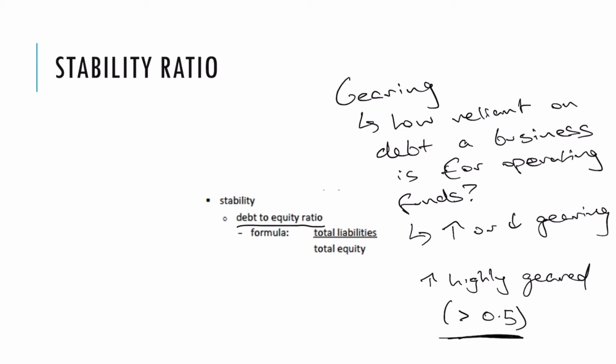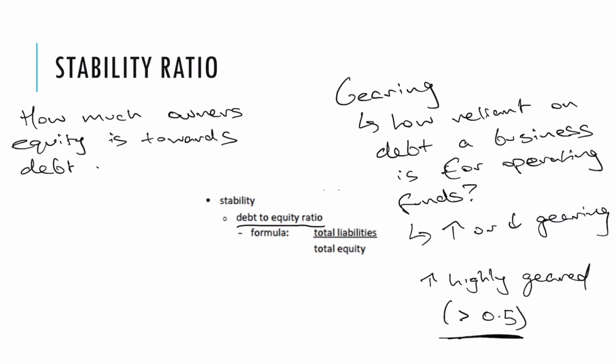The result is the number of cents of debt, both short and long-term debt, so total liabilities, for every dollar of owner's equity. In other words, how much of the owner's share of the business is going towards debt repayments? This really gives an insight into the owner's true value of the business.